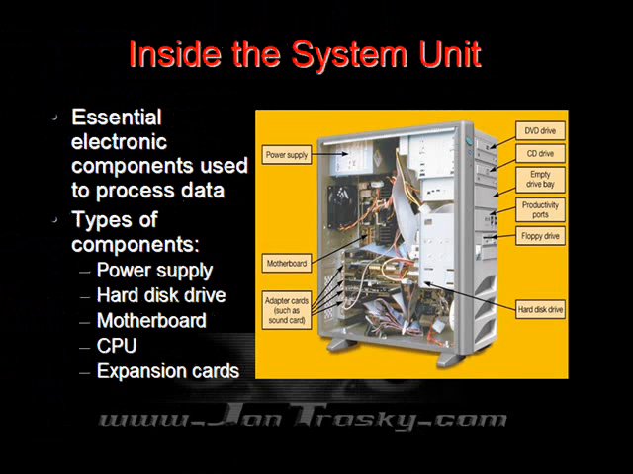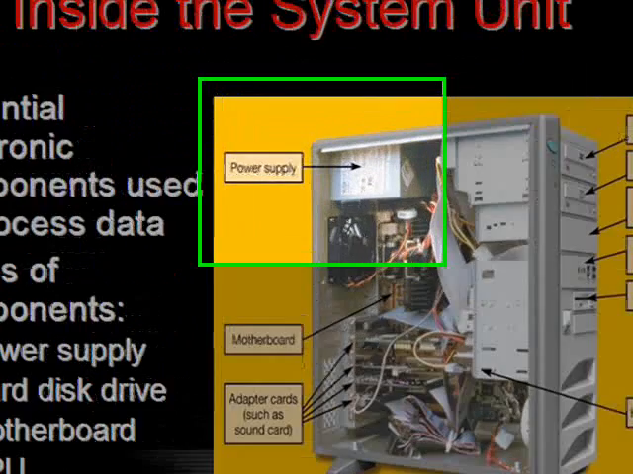Let's take a look inside the system unit. These are the essential electronic components used to process data. The types of components that you'll find in here are your power supply. This guy powers everything inside of the computer, whether it's a CD drive, the motherboard, the processor. The power supply is needed to electronically power everything.